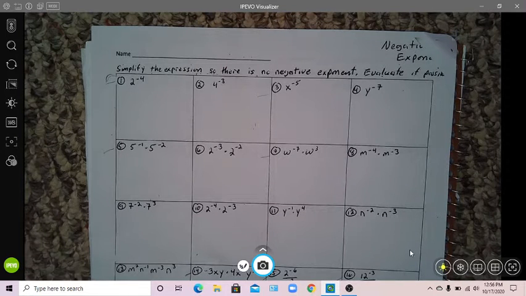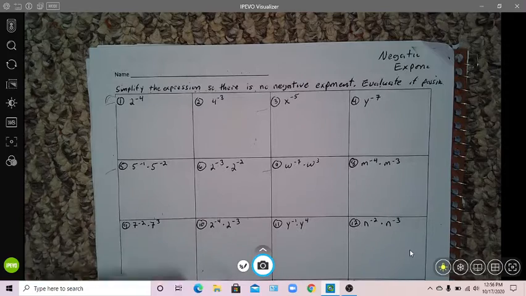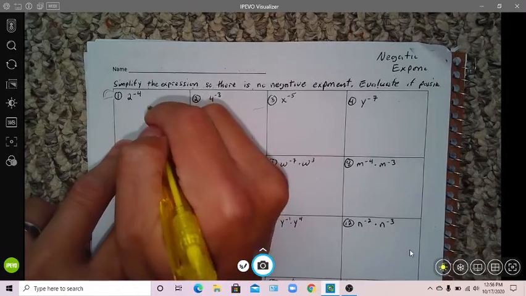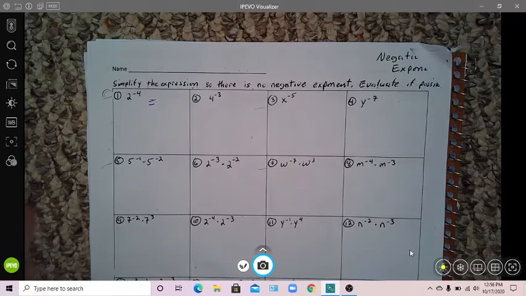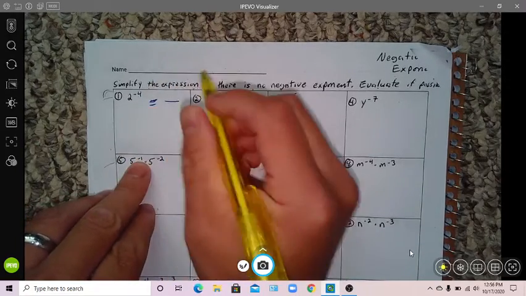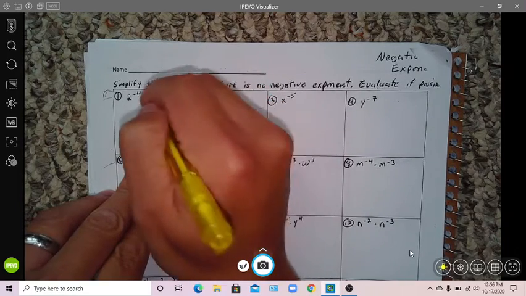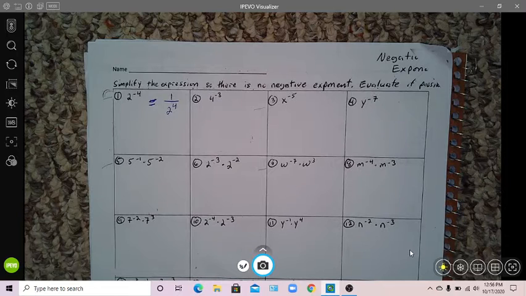Okay, so for these negative exponents, remember anytime you see a negative exponent, it doesn't mean a negative number. It means a fractional number, a small fractional number. So I'm going to go ahead and make a fraction sign. There's my equal sign, there's my fraction sign. So 1 goes in the numerator, and then 2 to the positive 4 goes in the denominator.